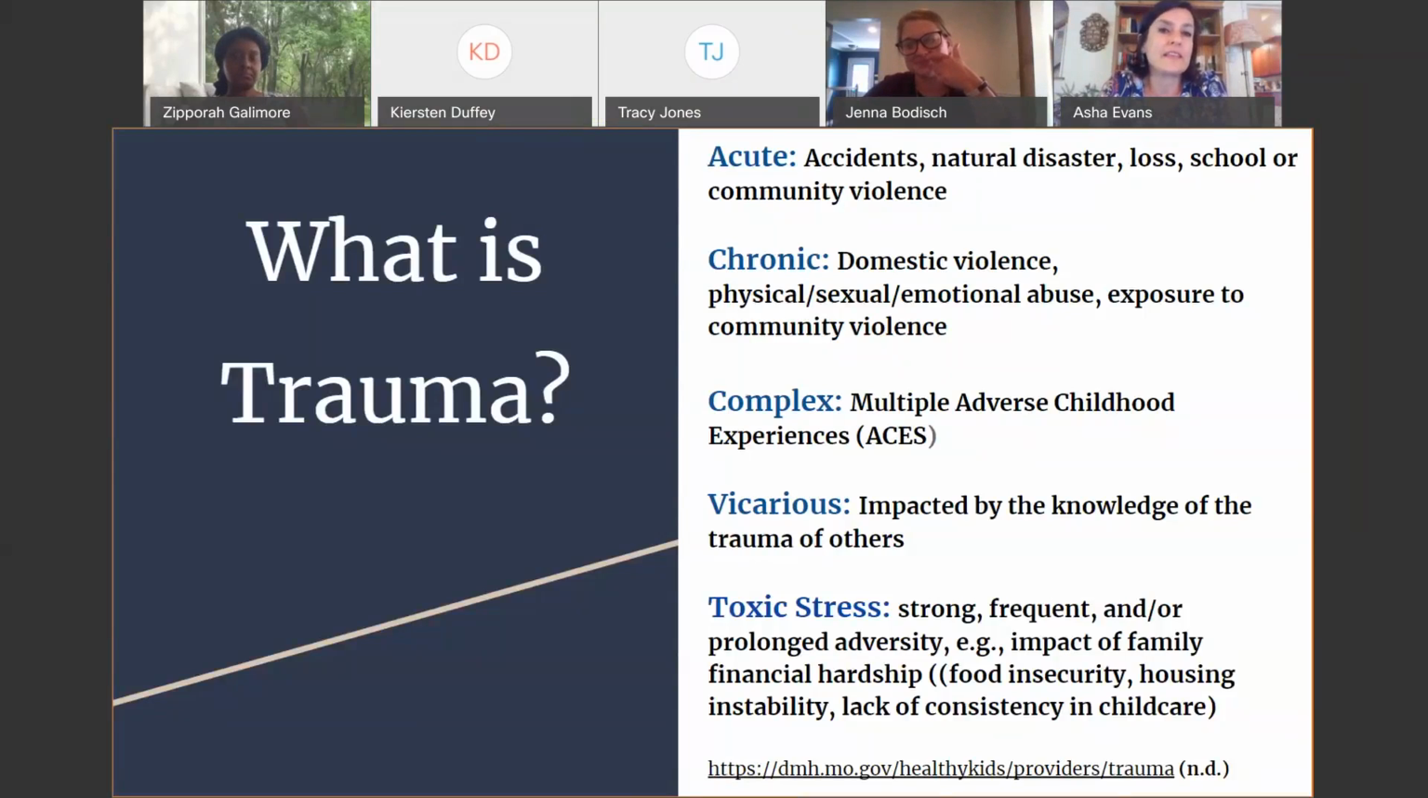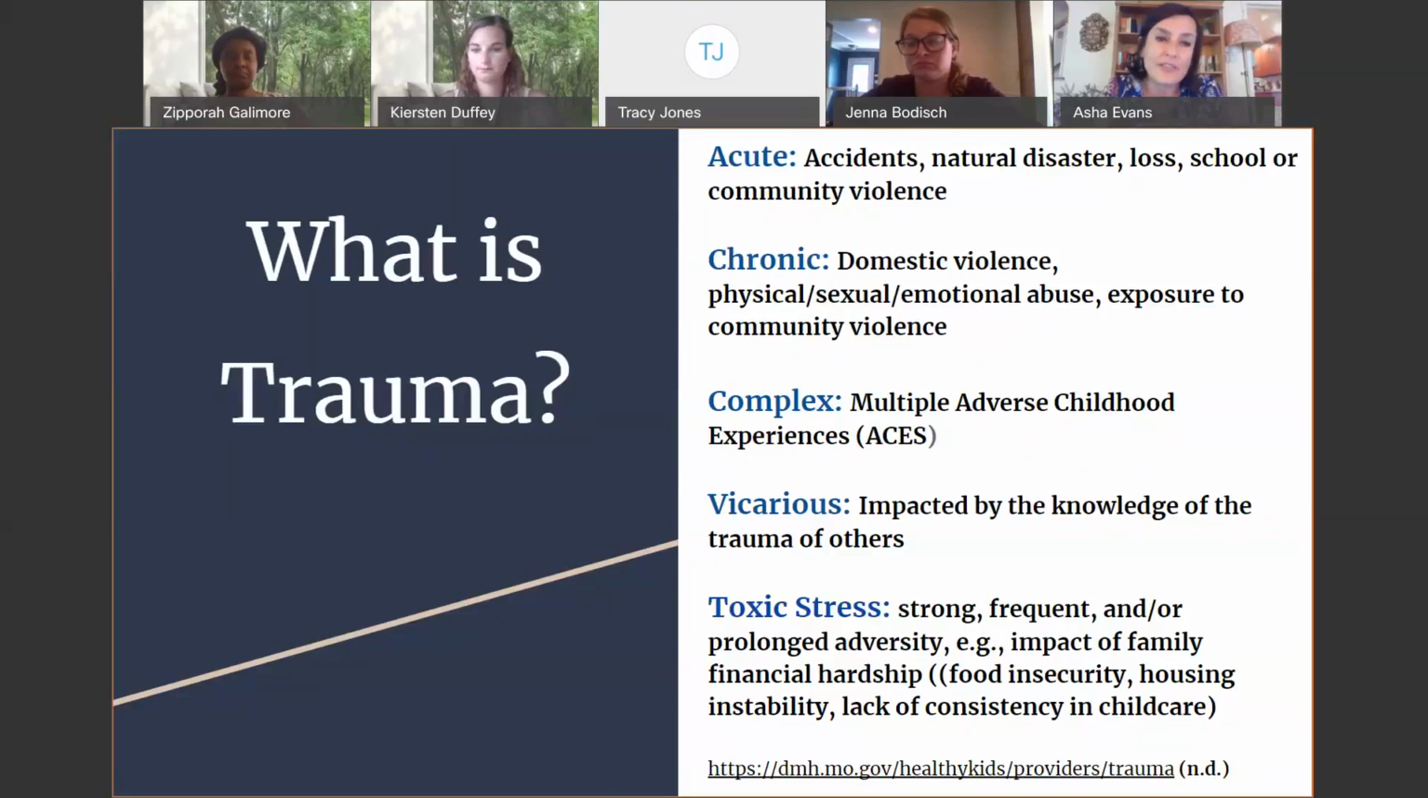Trauma is the experience of serious adversity as well as the psychological and emotional response to that experience. There are various types of trauma. Acute trauma usually results from a single experience or event, such as a car accident or a natural disaster. Chronic trauma refers to repeated, prolonged trauma, and that would be things like children witnessing domestic violence or themselves being the victim of child abuse or neglect.